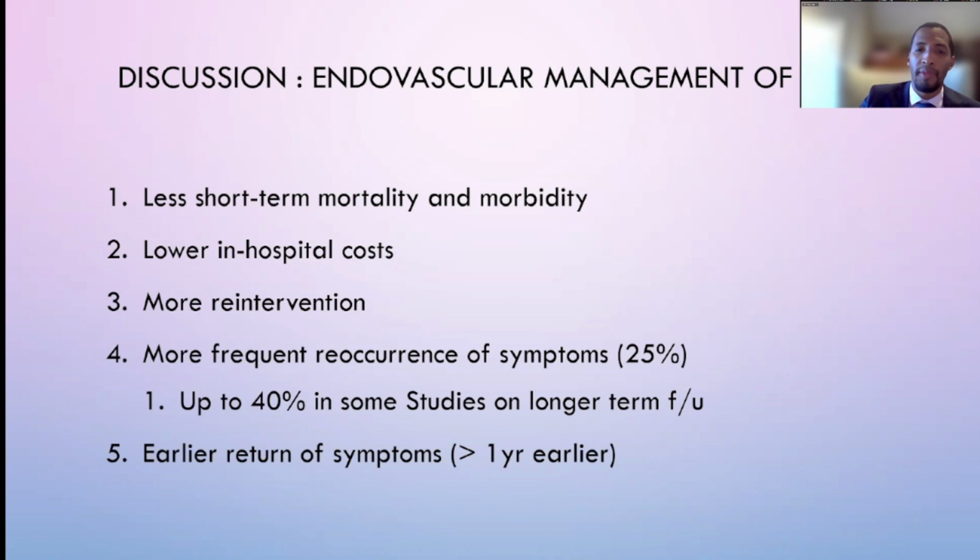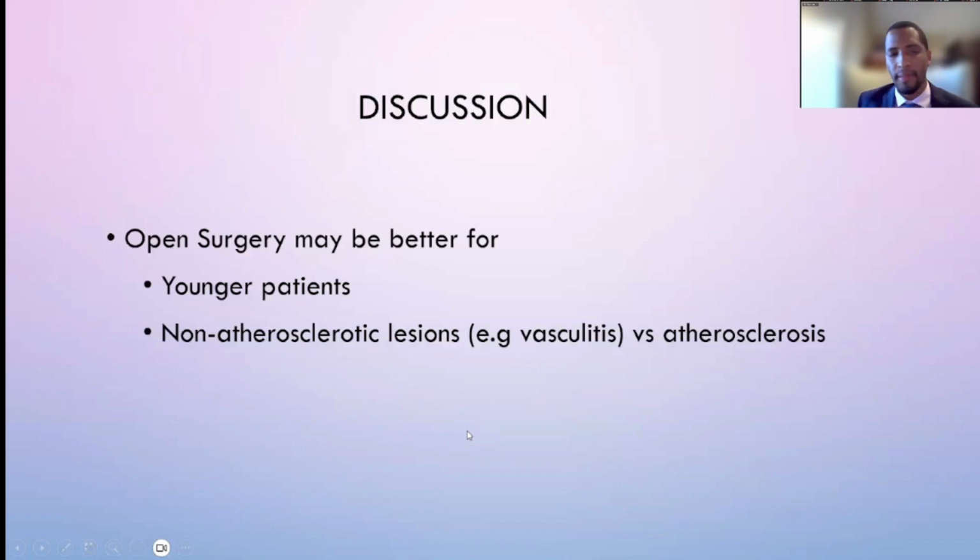Patients have more frequent recurrence of symptoms with these procedures, up to 25%, and in some long-term studies, up to 40%. And when symptoms occur, they occur much earlier than in open surgery. Open surgery may be better for younger patients and those with non-atherosclerotic lesions, such as vasculitis, right? And consideration is whether that could have been the choice operation for this particular patient.